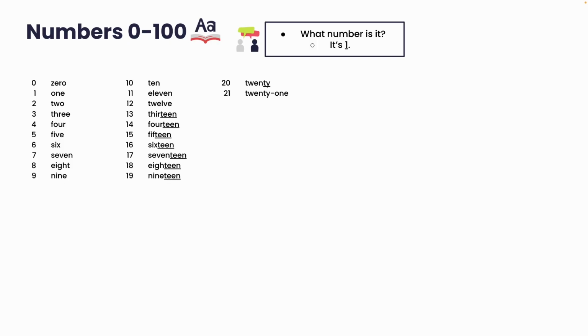21, 22, 23, 24, 25, 26, 27, 28, 29. I hope it's really easy to notice that there is a very basic rule with making bigger numbers.